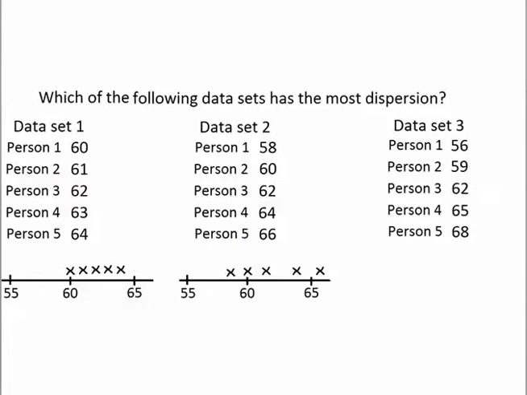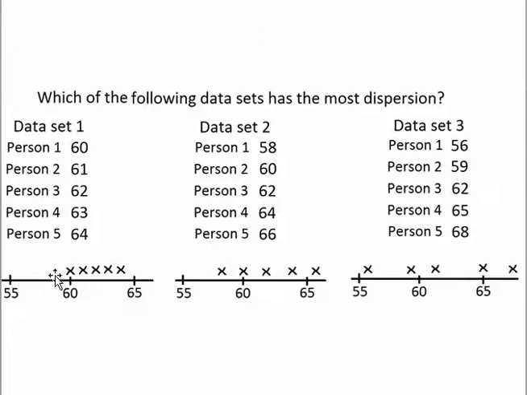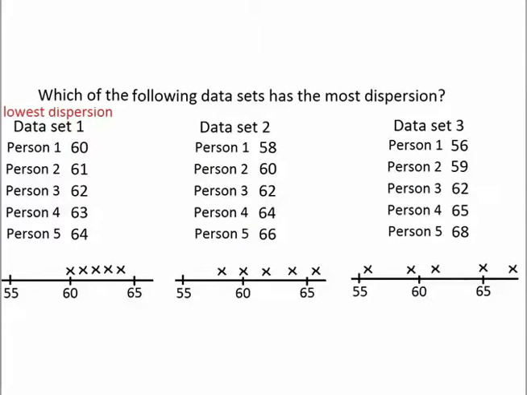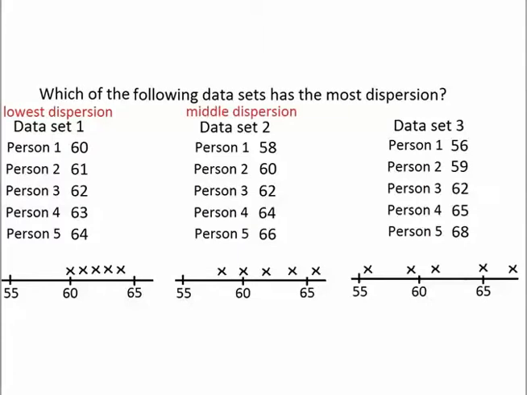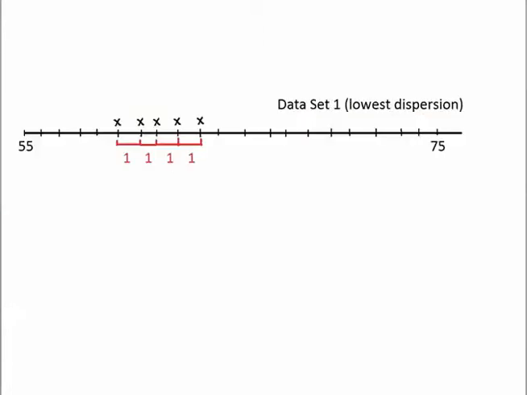And then in data set 3, we have the highest amount of dispersion because we have a 56 way down here, and then we have these 3 values in the middle, and then we have a 68 way up here. So this one has the lowest dispersion, this one is in between, and this one has the highest dispersion. We can also look at the dispersion of these 3 data sets by putting the values on a number line.